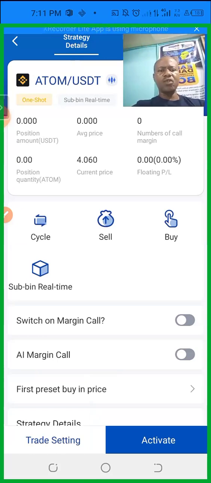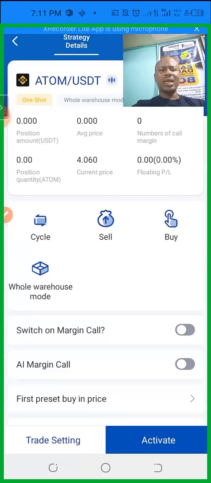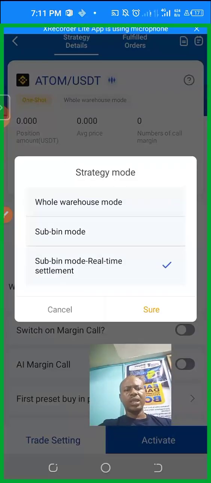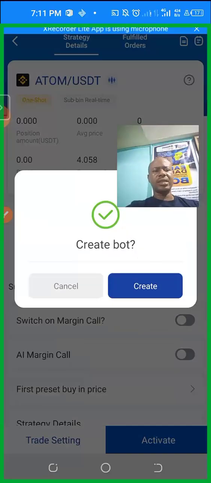If you go and put it in warehouse mode, the bot will just be buying, buying, buying, but it will never sell. Please don't make the mistake of putting it in warehouse mode. Then when you are done, click activate, click create, then you can start your trade.